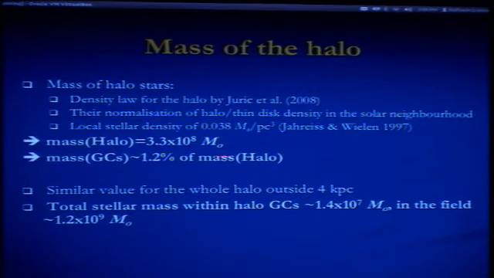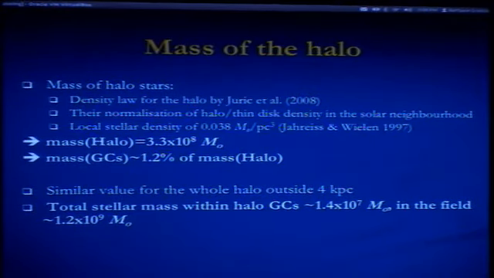We can repeat the same procedure, but not limiting ourselves to the polar caps, using the whole halo volume. There is more uncertainty in this value, but in the end the results are very similar. The mass in globular clusters, in this case, comes out to be 14 million solar masses. The mass in the field is 1.2 billion solar masses. So the ratio is more or less the same. It's about 1.2%.